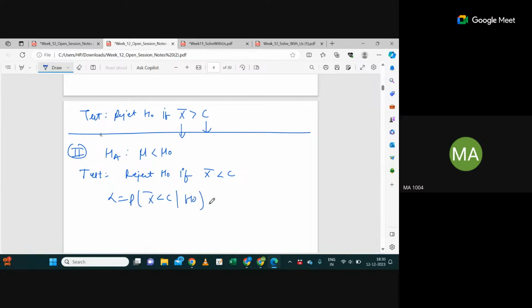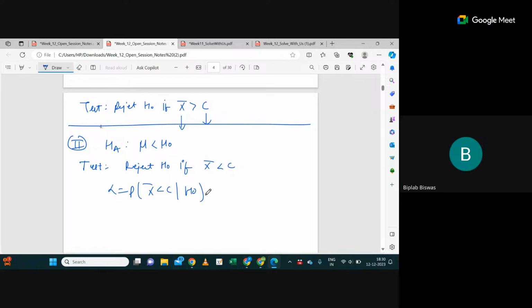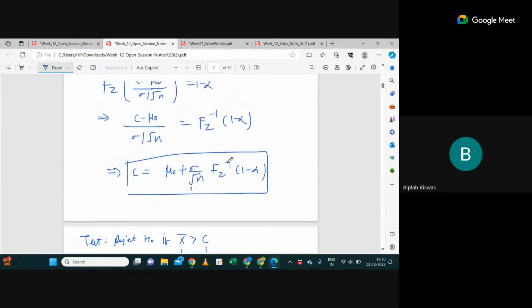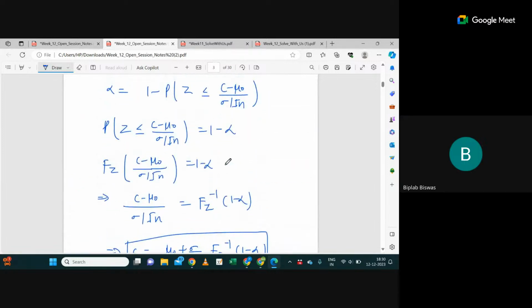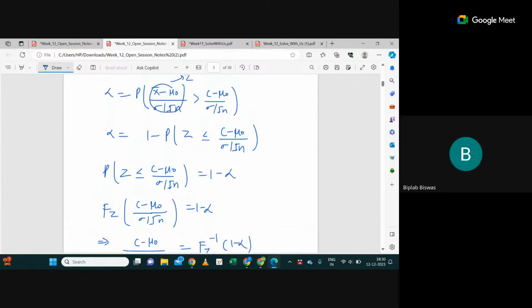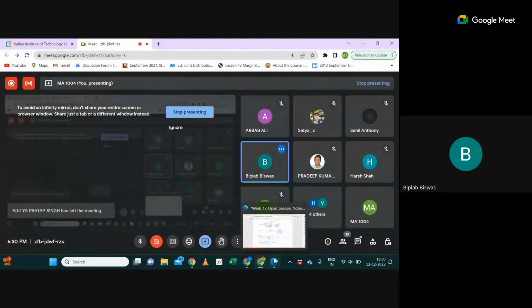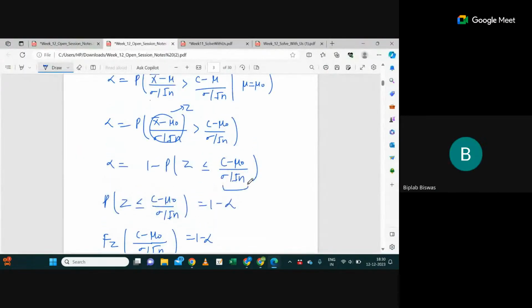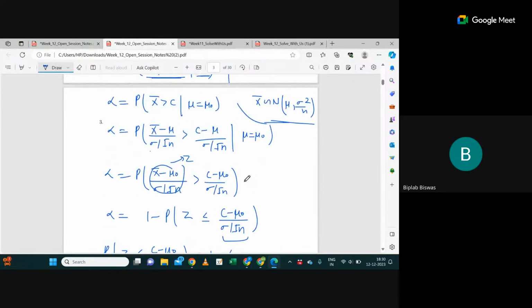Sir, I have one doubt. When you are placing this value in the standard form, in the denominator, why are you taking sigma by root n? Because it is a sample standard deviation, is it? Here, below that. Okay, one second.